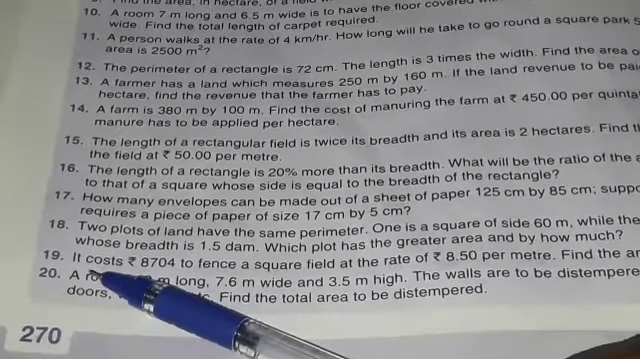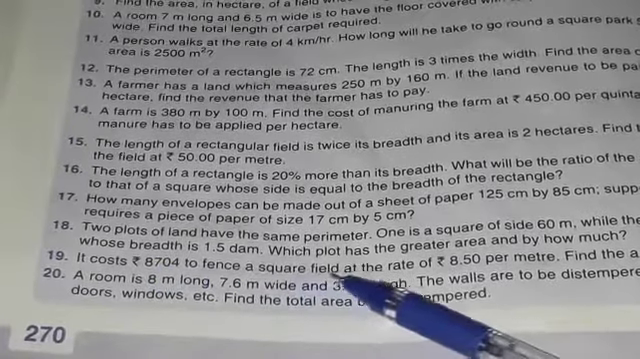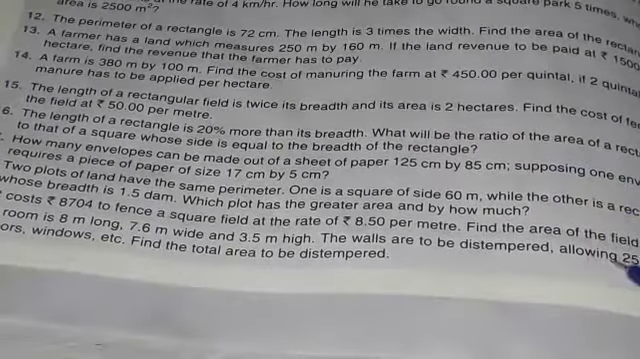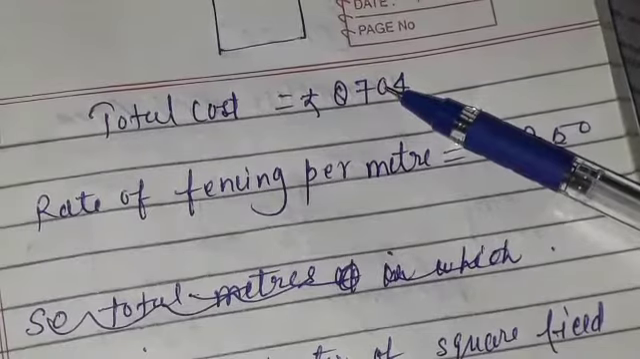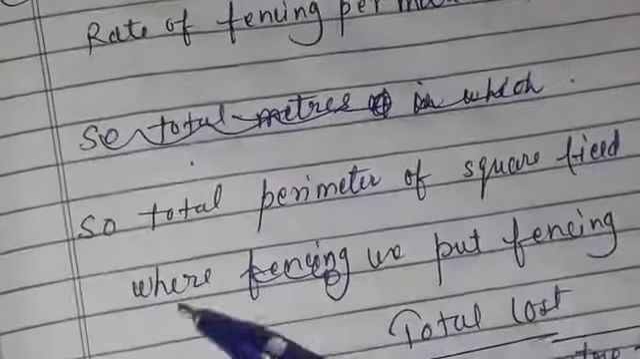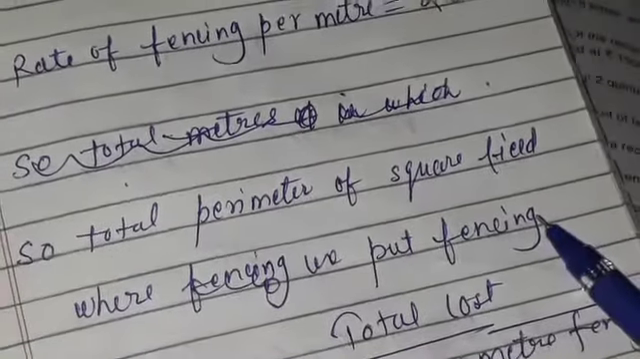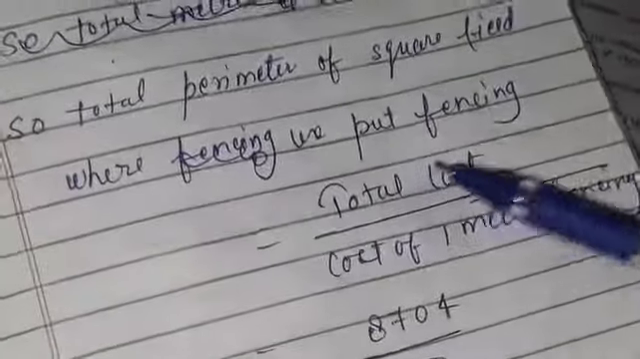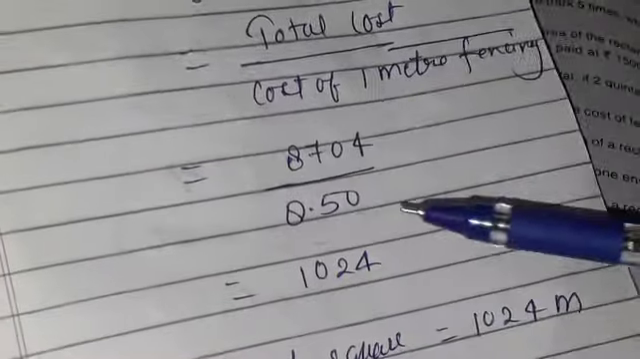In class question number 19, it costs rupees 8704 to fence a square field at the rate of 8.50 per meter. Find the area of the field. So class, total cost is this 8704. Rate of fencing per meter is 8.50. So total perimeter of square field where we put fencing. So we just calculate that meter in which we fence. So that is total cost upon cost of 1 meter fencing.